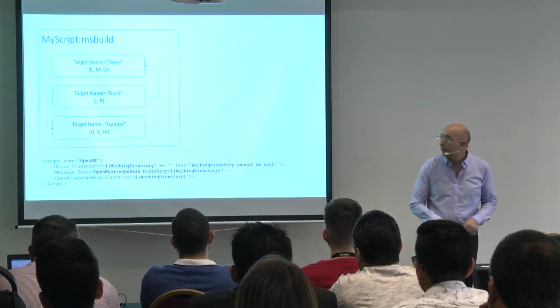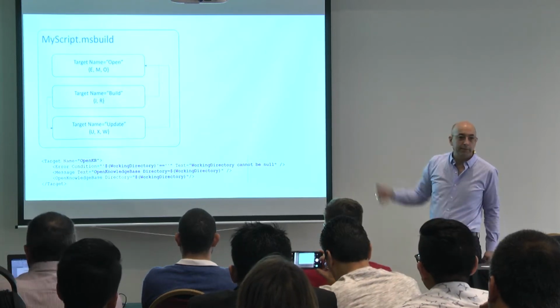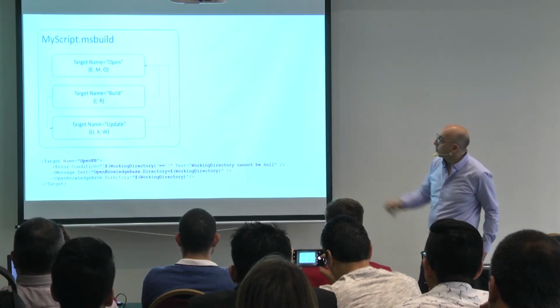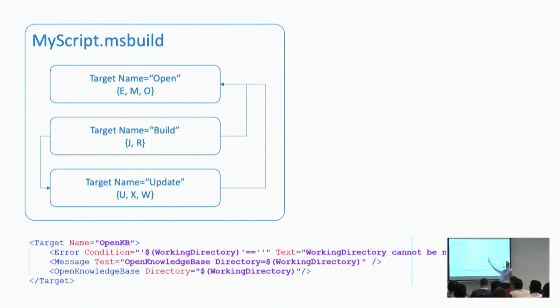Something else that you do in an MS Build script is to declare more than one objective. As I said, objectives may have tasks associated to them, and I'm saying for the objective open, we would have to carry out tasks M and O. For the build objective, it would be to execute J, R, and so on.